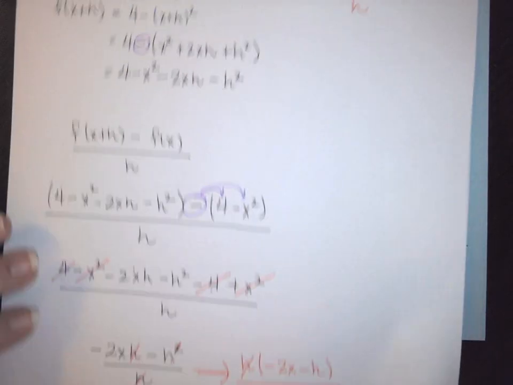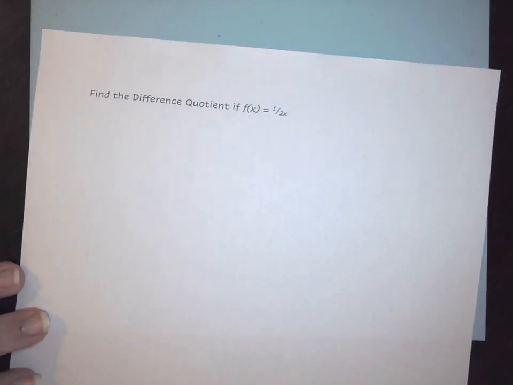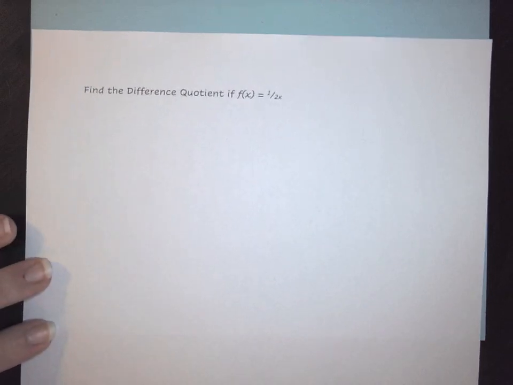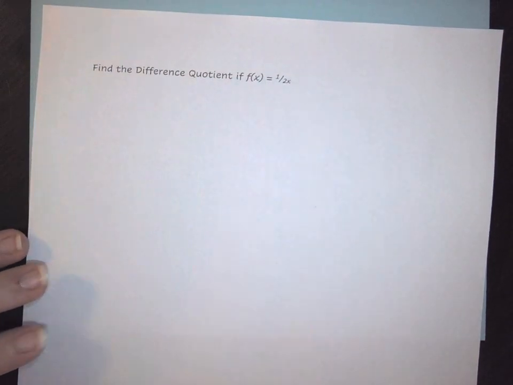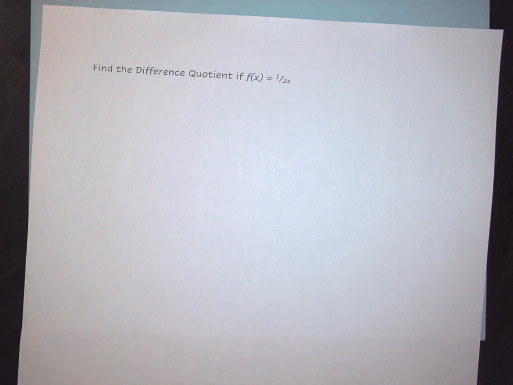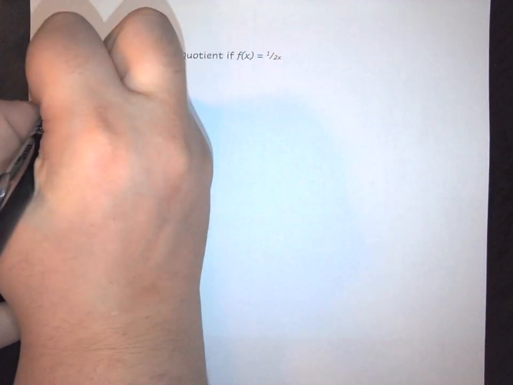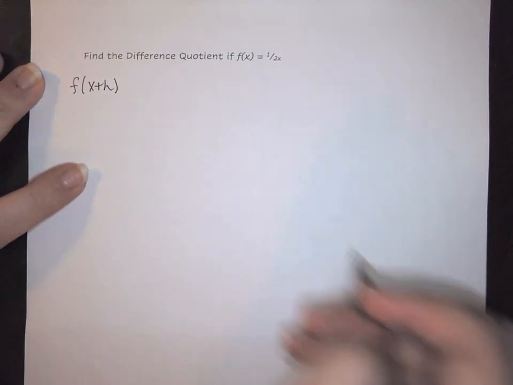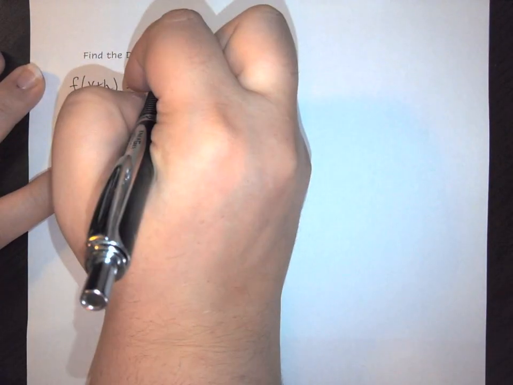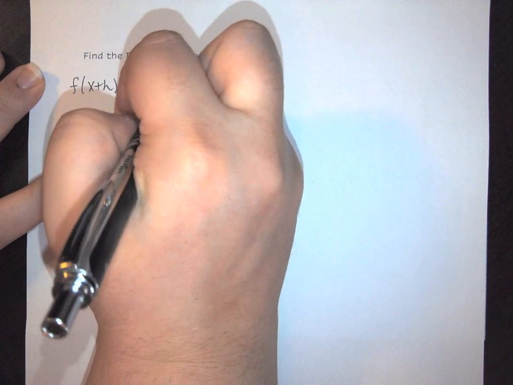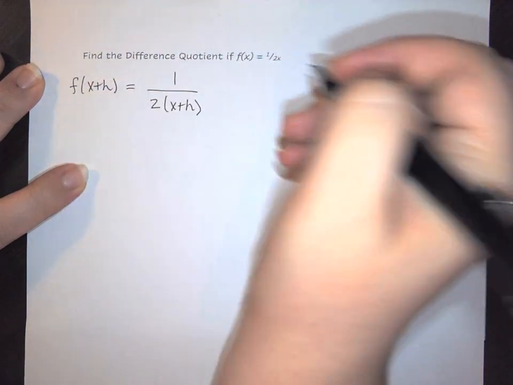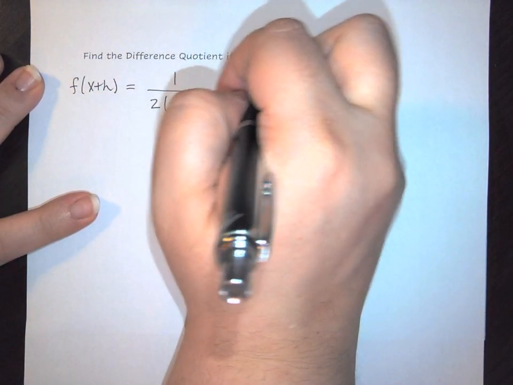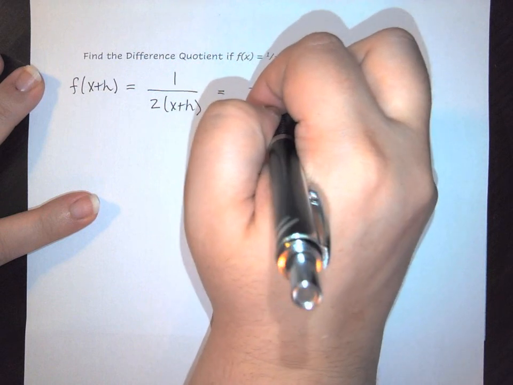All right, let's look at one more example here. This one is everybody's favorite, obviously. It is a fraction. So we have 1 over 2x. So we are going to go ahead and work with that. In this case, I again have to start with finding x plus h. So here this would end up being 1 over 2 times x plus h, which we would need to simplify into 1 over 2x plus 2h.